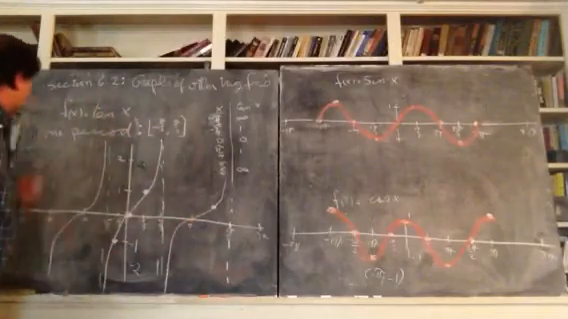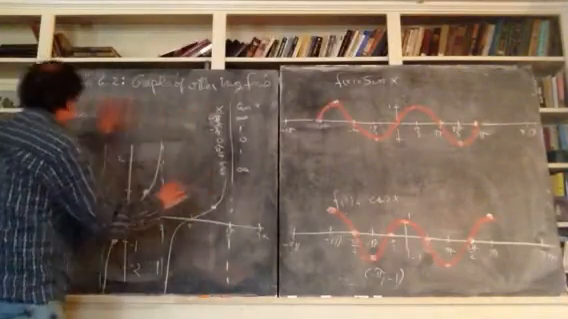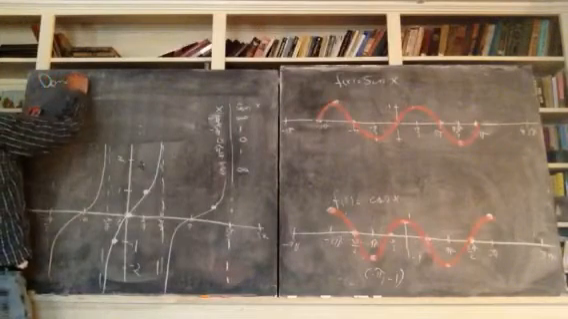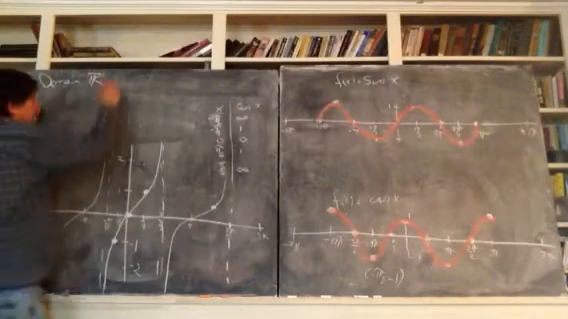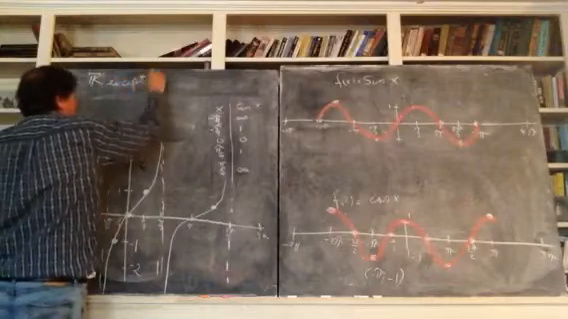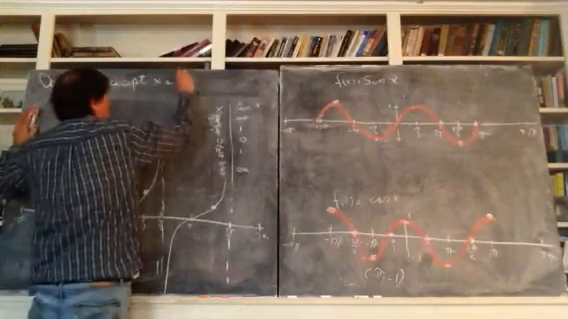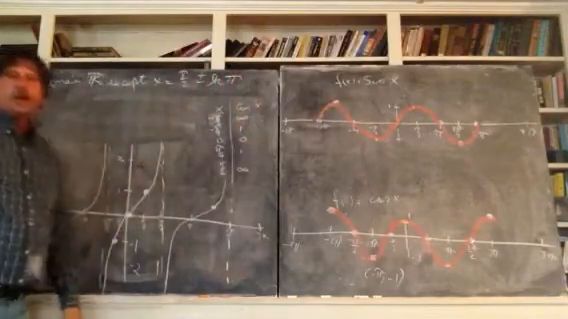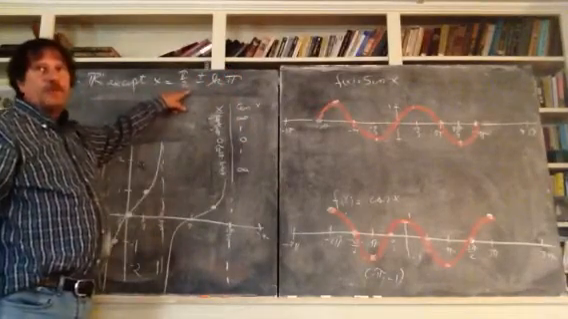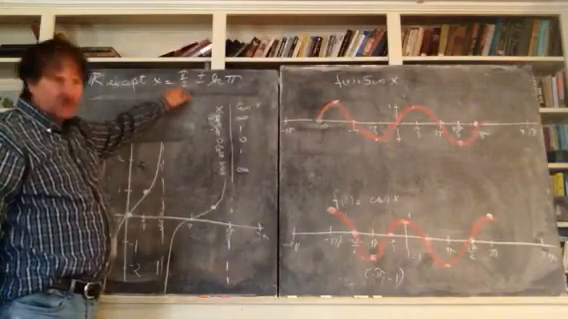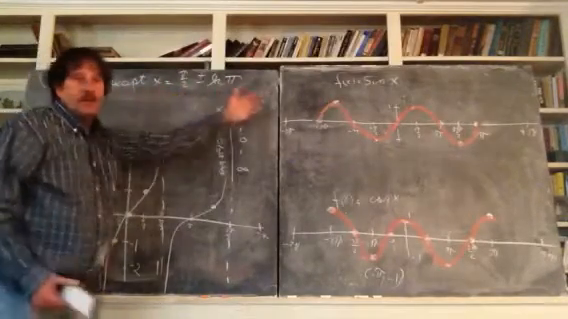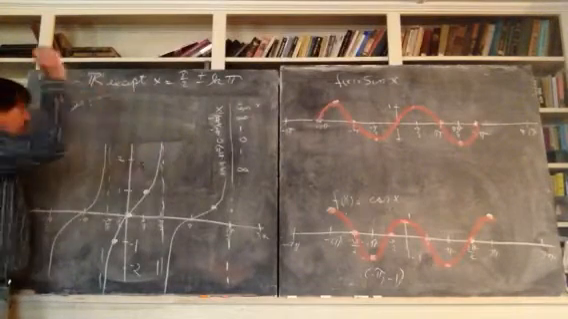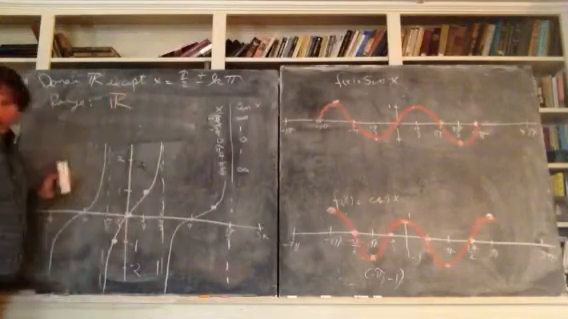I guess let me erase the top here and list some characteristics. The domain is all the reals except x equals pi over 2 plus or minus k pi. 1 pi, 2 pi, 3 pi, every other pi over 2: pi over 2, 3 pi over 2, 5 pi over 2. So it's the odd number pi over 2s. That's the domain except those numbers. And then the range is all reals. It just goes up and down forever. The range is all reals.